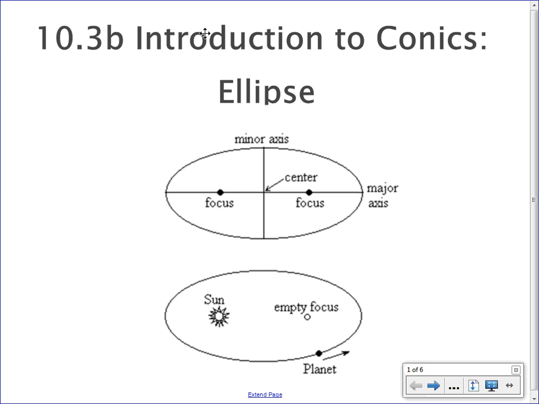We are going to go backwards with our ellipses today. So today we are going to be given information about the graph, and we're going to have to write what the equation is in standard form.